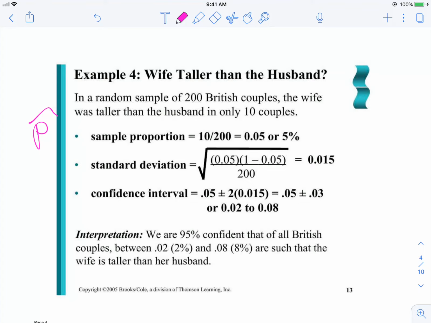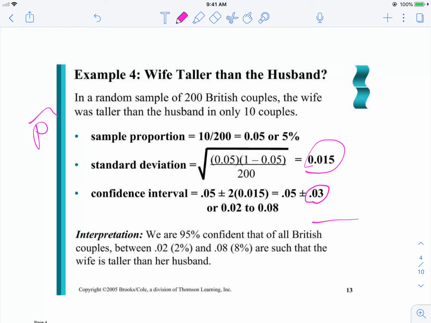We can calculate the sample standard deviation here by using our equation, square root of p hat times its complement, so 0.05 times 0.95 divided by 200, take the square root of all of that. We get a standard deviation of about 0.015. Now to calculate this confidence interval, we multiply by 2, because 2 standard deviations below, 2 standard deviations above, which makes this value that we're adding and subtracting a nice value of 0.03.